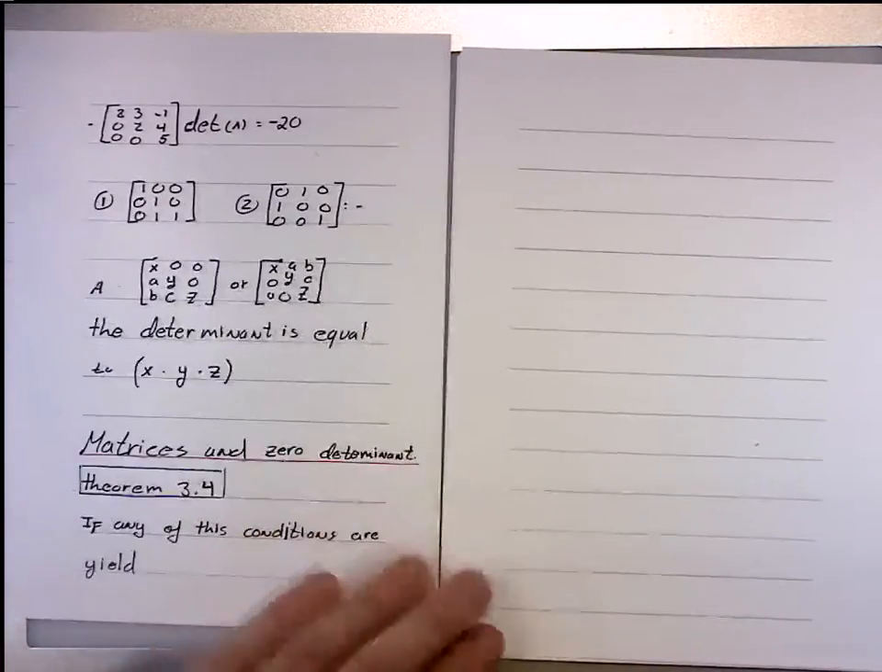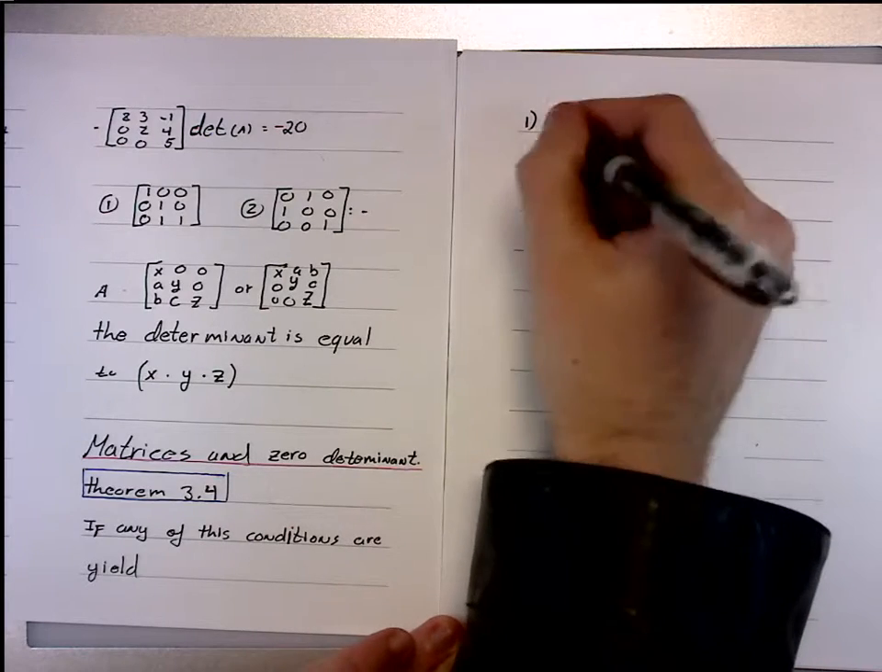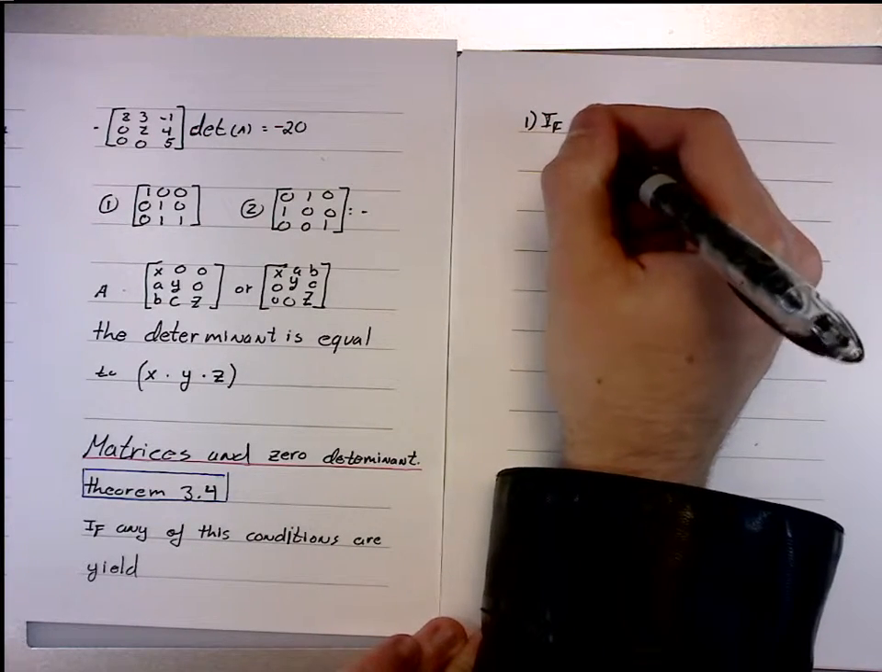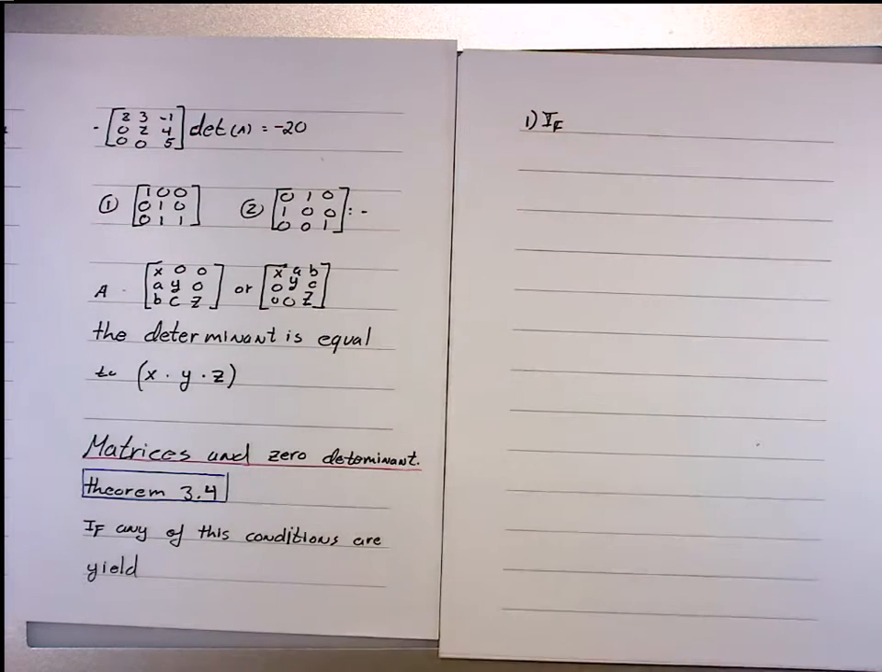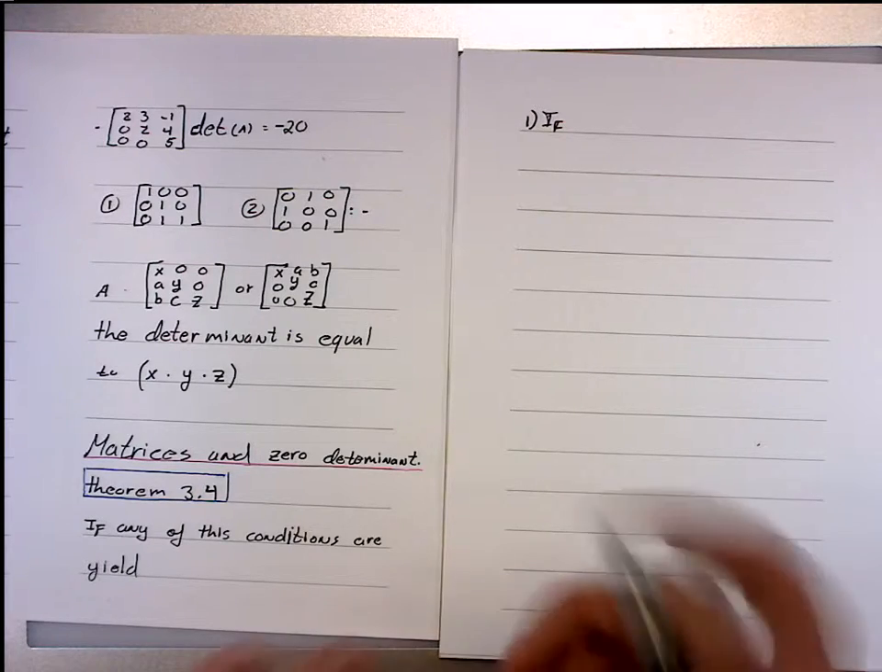So let's start with the first one. First of all, to get the determinant it has to be a square matrix. So the first condition is if an entire row or column consists of zeros, the determinant is going to be zero. It doesn't matter what, it's going to be zero.